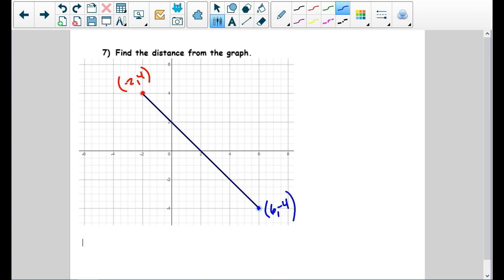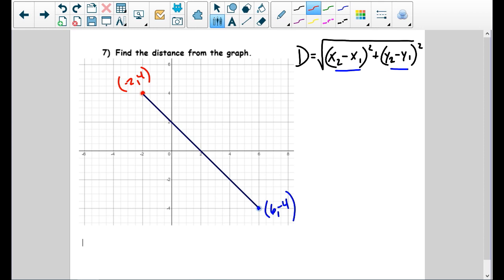So I could take those 2 points now and plug them into my formula and get my answer, okay? But there's an easier way, and I'm all about easier ways, so I don't have to do all the work, okay? So again, if I'm looking at my distance formula, this part right here, the x's, it's the difference between the x values and the difference between the y values.